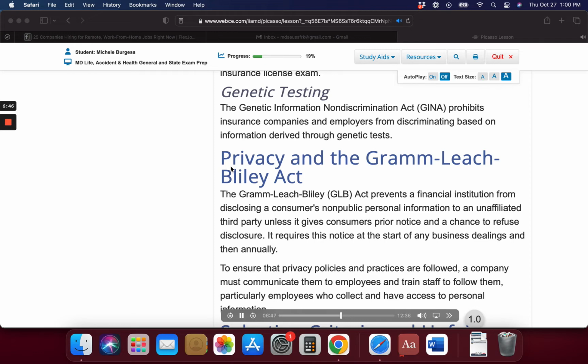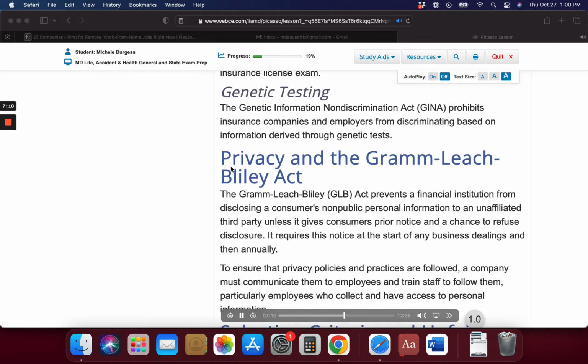derived through genetic tests. Privacy and the Gramm-Leach-Bliley Act. The Gramm-Leach-Bliley, GLB, Act prevents a financial institution from disclosing a consumer's non-public personal information to an unaffiliated third party unless it gives consumers prior notice and a chance to refuse disclosure. It requires this notice at the start of any business dealings and then annually.